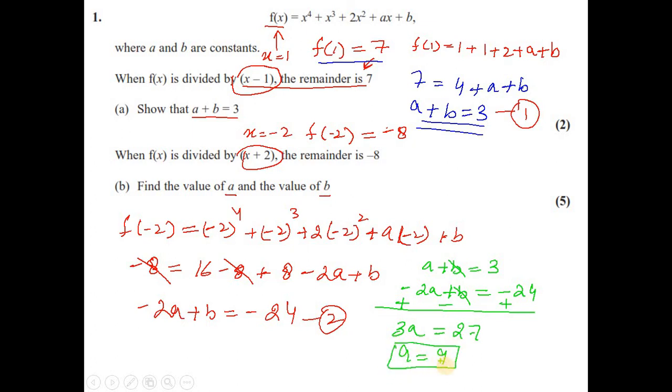And then if you have a equal to 9, you can substitute a in either equation 1 or equation 2. It's up to you. And you can find the value of b. If you substitute a in equation number 1, because we need to find b, so b is equal to 3 minus 9. That means b is equal to minus 6.